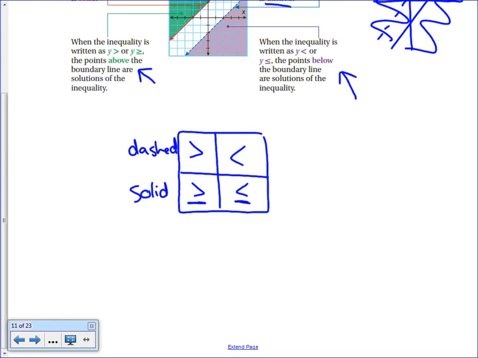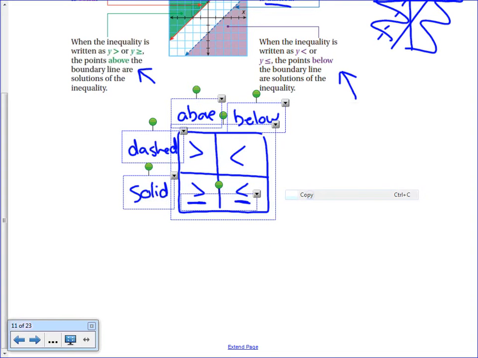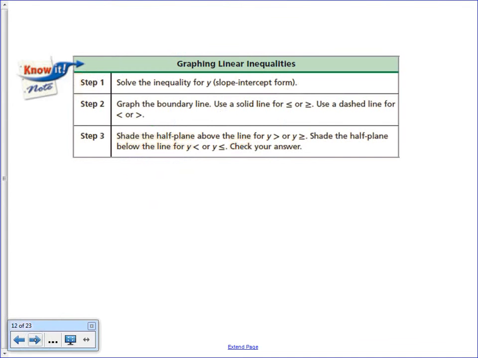Now, the first column, greater than or greater than or equal to, I'm going to shade above. So it's bigger, since it's greater, so we're going to shade above. And if it's less than or equal to, we're going to shade below. So all we have to do is look at the inequality and which symbol it is, and that'll tell us whether to give it a dashed line, solid line, or to shade above or below. So we'll take a look at a few examples, and you'll see how this works.